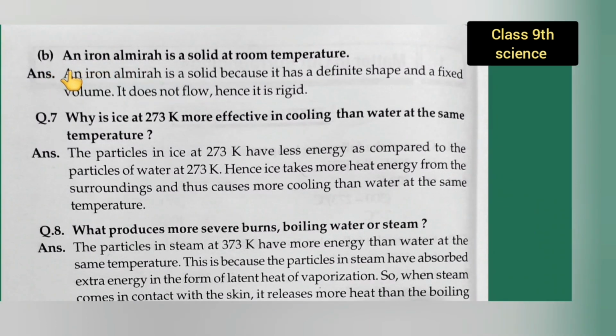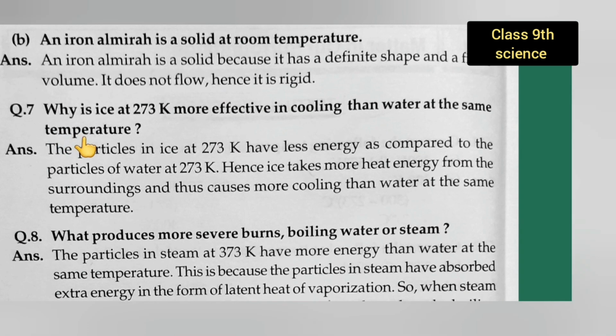So B is what? An iron almirah is a solid at room temperature. Answer is, okay, this is for give reason, right? An iron almirah is a solid because it has a definite shape and a fixed volume. It does not flow, hence it is rigid. Okay. Moving towards the next question.